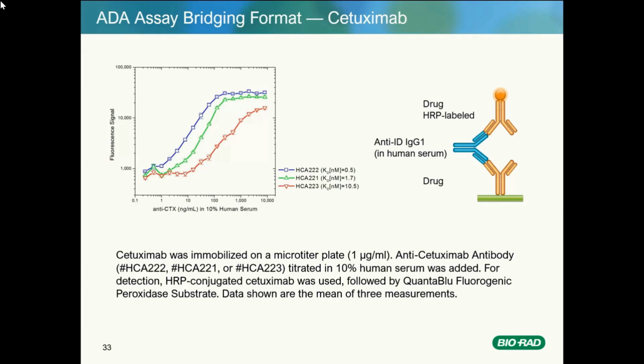This is an example of the ADA assay bridging format. This is for cetuximab. Type 1 antibodies are generated, and the secondary K-off rate screening, which I discussed previously, was used to move forward antibodies with different affinities. We took the 3 different affinity antibodies and used them in the bridging assay in the right panel. And as you can see, the sensitivity curve shifts, which is exactly what you would expect.